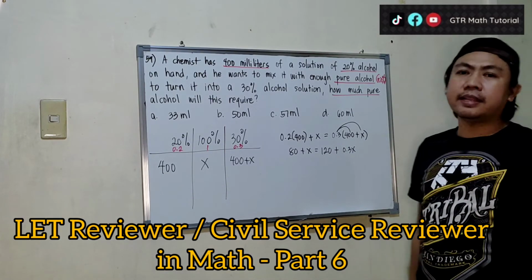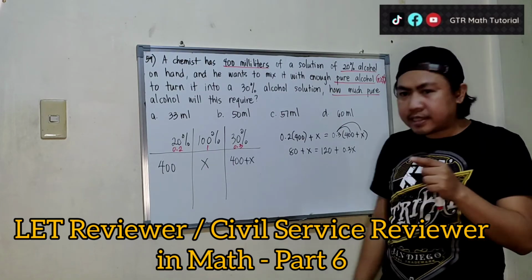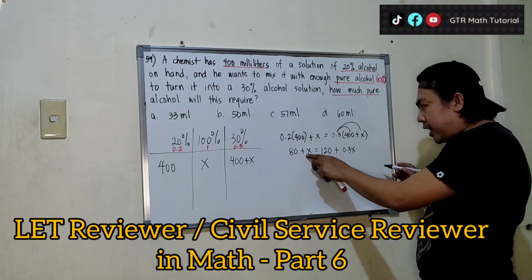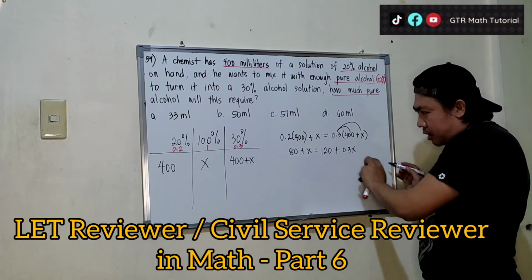Okay, then combine the x and then yung constant sa kabila pagsamahin. So combine natin itong x tsaka 0.3x. So mas malaki yung x, di ba?